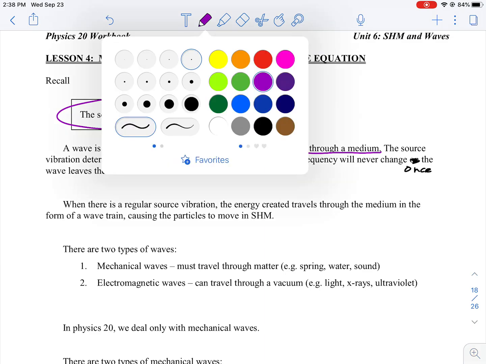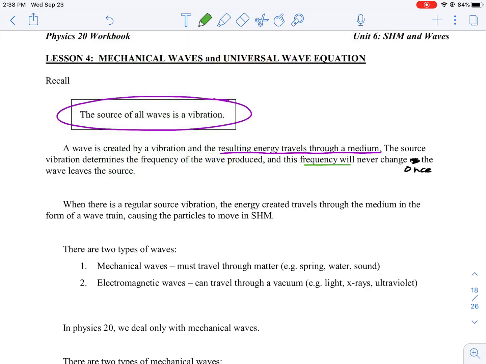And also very important to remember, I'll just use a different color here. Remember, the frequency never changes once it leaves the source. So the frequency is determined by the source, and it never changes.